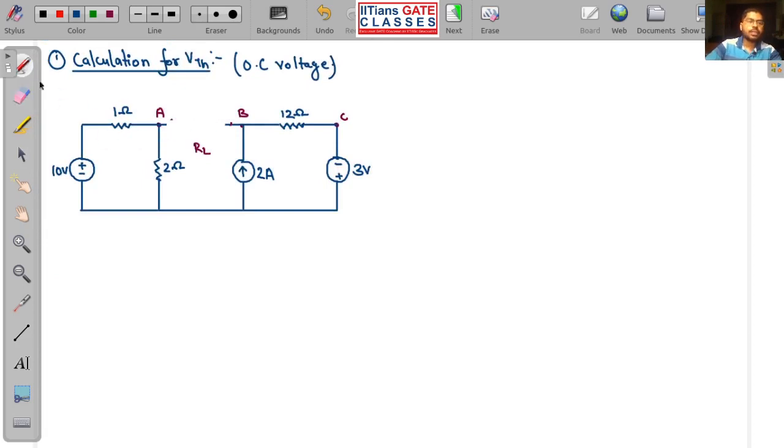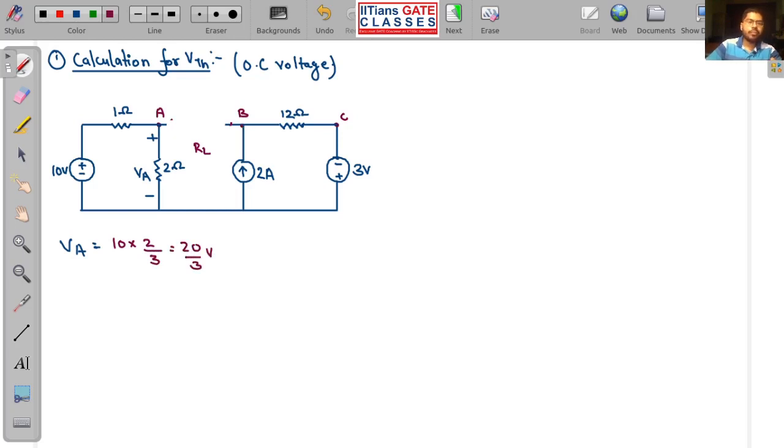Now tell me what is VA? VA is equal to, see, no current is flowing here. So this 1 ohm and 2 ohm, they are in series. So for calculating this VA, this is plus minus VA. I can calculate it by applying voltage division rule. So that will be 10 into 2 divided by 3. So that is 20 by 3 volt.